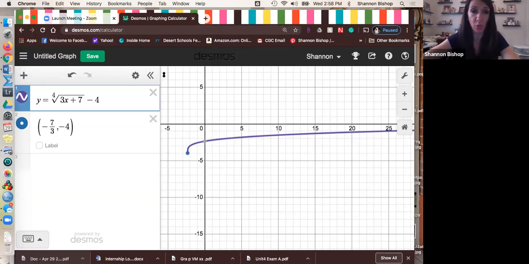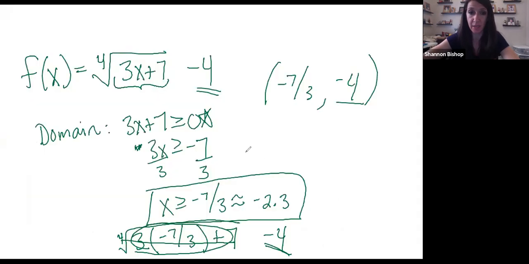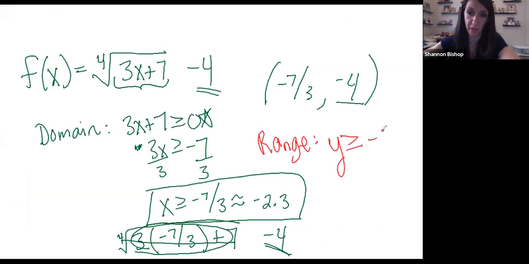So how do we say that? Range. Let's get a different color here to try to differentiate. Okay, so the range is everything above -4.